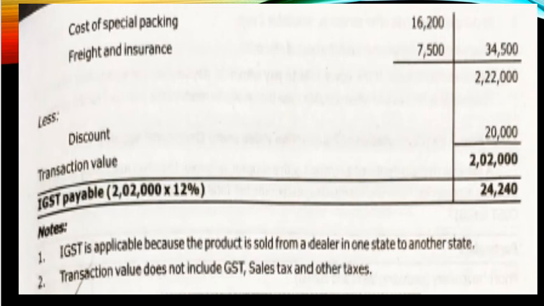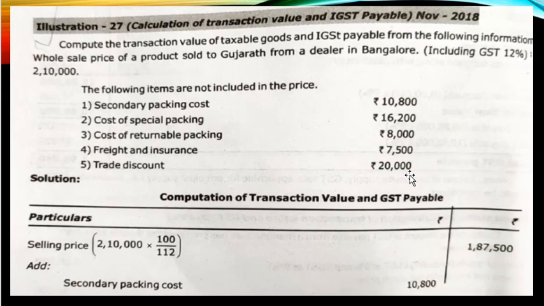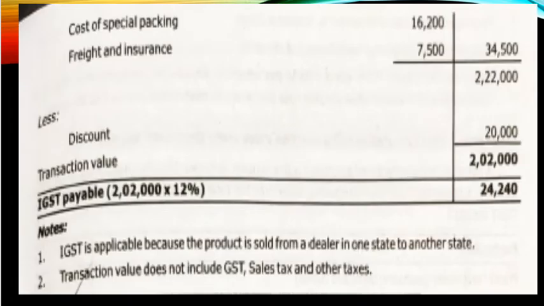The trade discount in your question is 20,000, so we will minus 20,000. So 2,22,000 minus 20,000 will give us 2,02,000 as your transaction value.